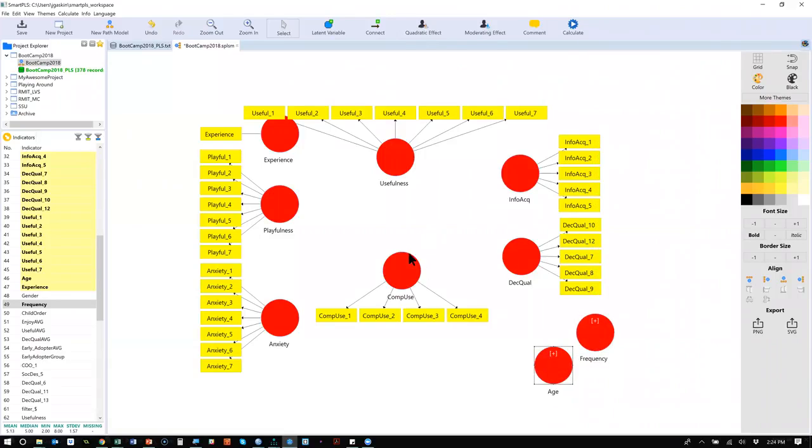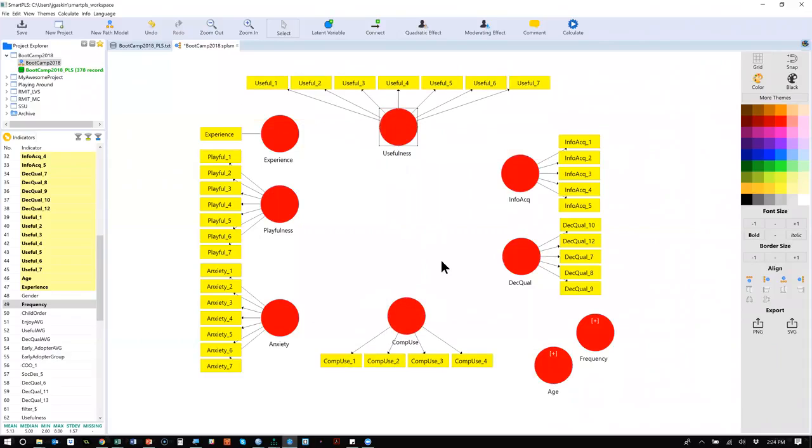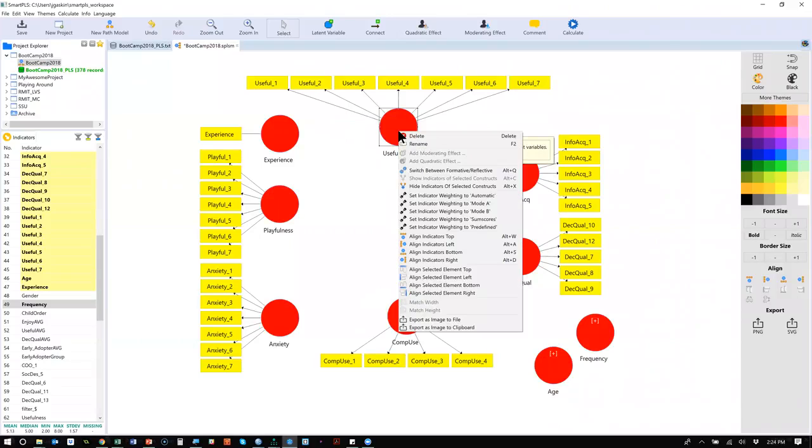Okay. So you should have something that looks roughly like this. How do you get to show all the reflected indicators? They should be showing. If not, right click it and say show indicators.